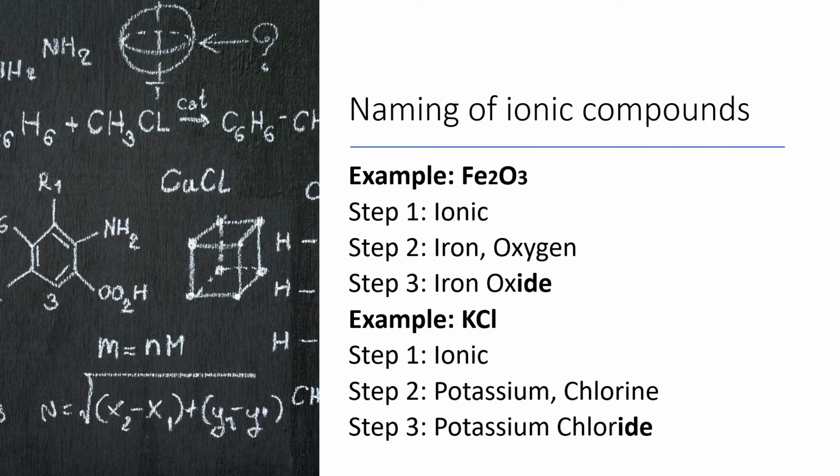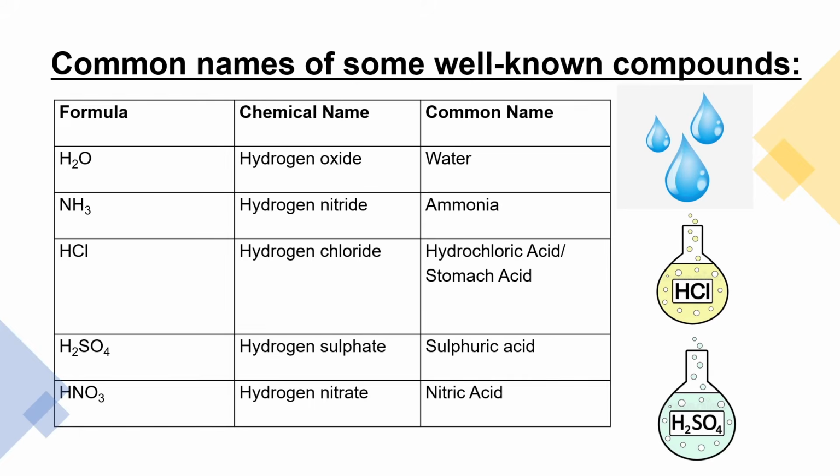the result of potassium chloride. Now, there are certain compounds which we give a common name to, which means our naming rule does not apply to these certain compounds. The first one is water. If we were to make it a chemical name, it would be hydrogen oxide. But our common name for H2O is water. For the rest of the examples, as you can see, NH3, the common name will be ammonia. HCl is hydrogen chloride, but we know it as hydrochloric acid. H2SO4 is known as sulfuric acid, and HNO3 is known as nitric acid.